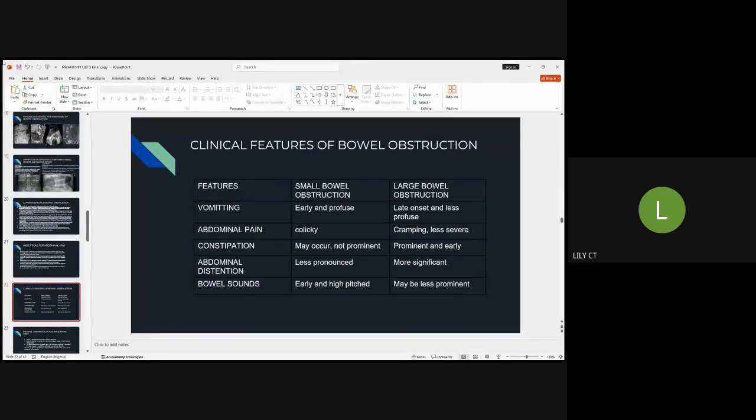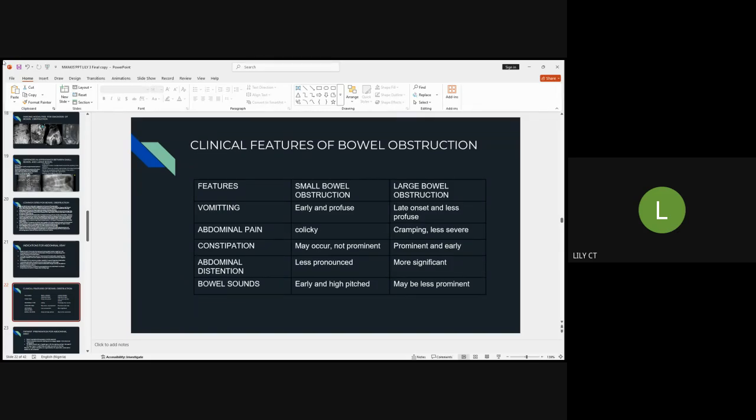Cramping is a pain that ascends. It starts slowly, then the pain increases, and when it is going, it reduces slowly. It does not just stop at once, while colicky pain starts once and stops at once. So constipation may not occur in small bowel obstruction, while constipation occurs prominently and early in large bowel obstruction.